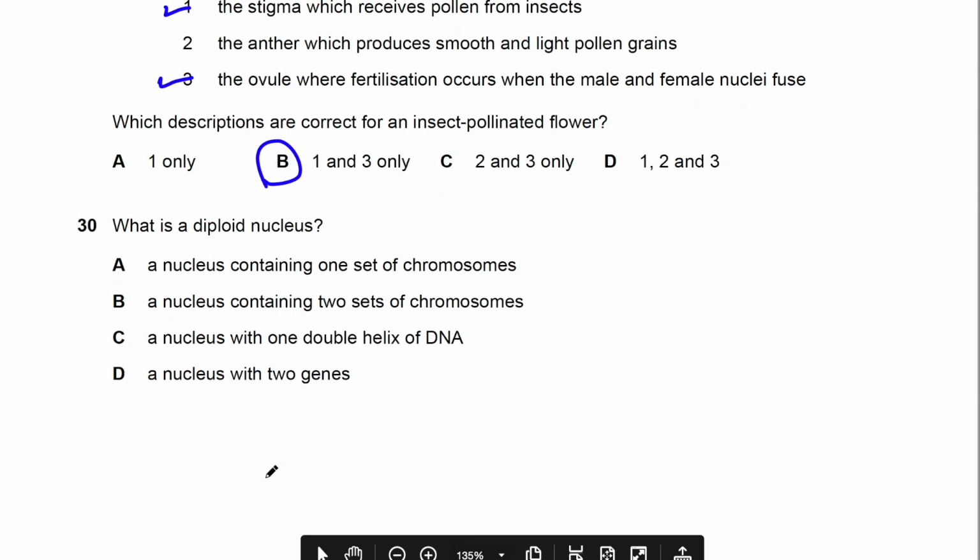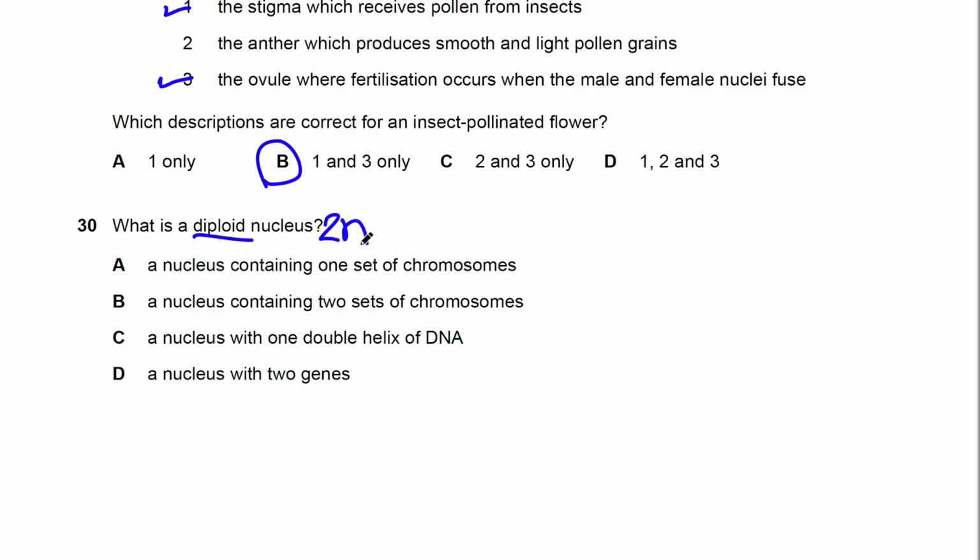What is a diploid nucleus? Diploid means 2 sets, 2N. A, a nucleus containing 1 set of a chromosome. Sure, it's wrong. B, a nucleus containing 2 sets of chromosomes. This is perfect. I will circle it because I'm pretty sure this is the right answer. C, a nucleus with 1 double helix of DNA, that means 1 set. That's wrong. D, a nucleus with 2 genes. This is even a wrong statement. So the right answer for question number 30 is B.